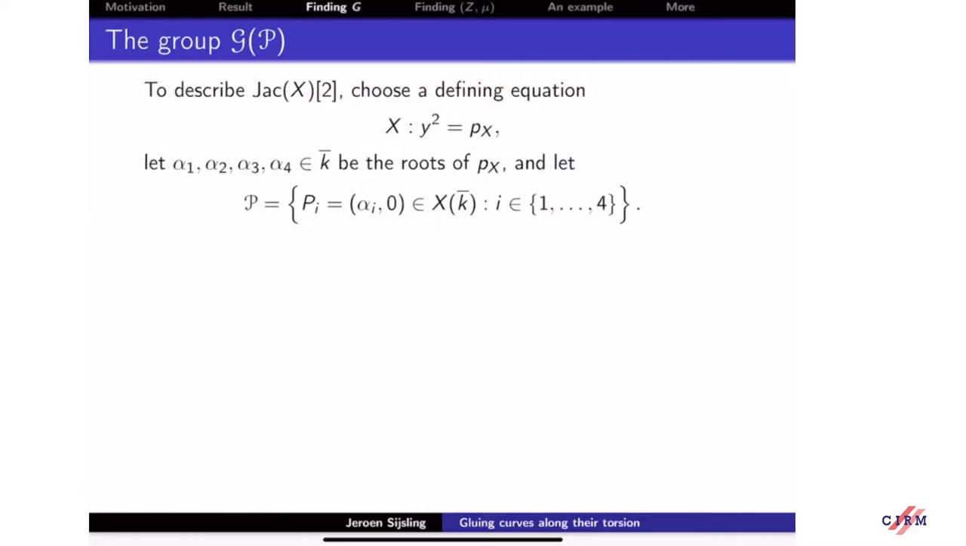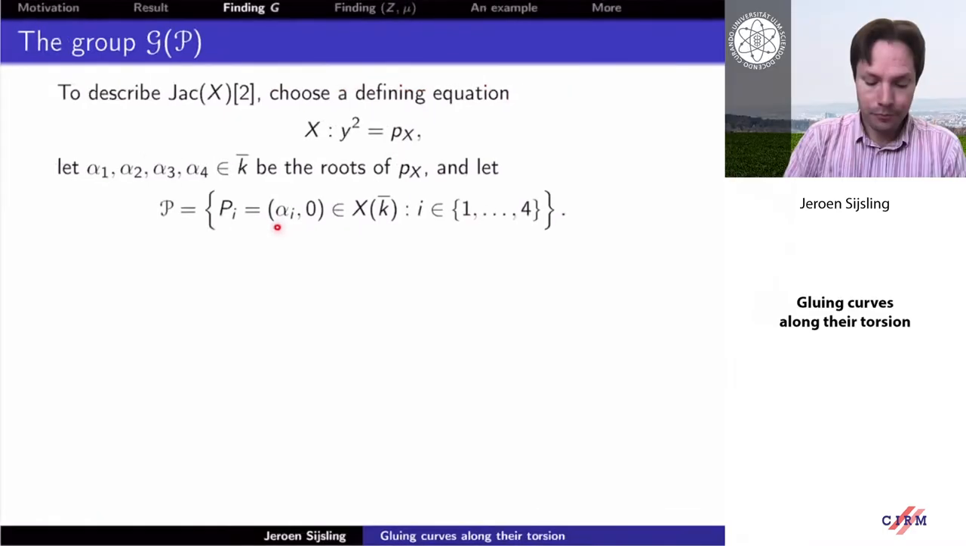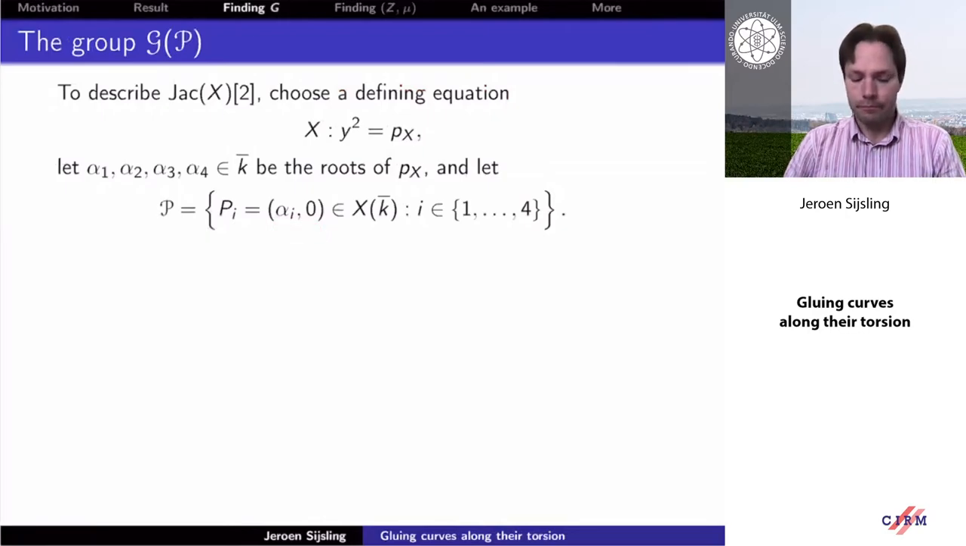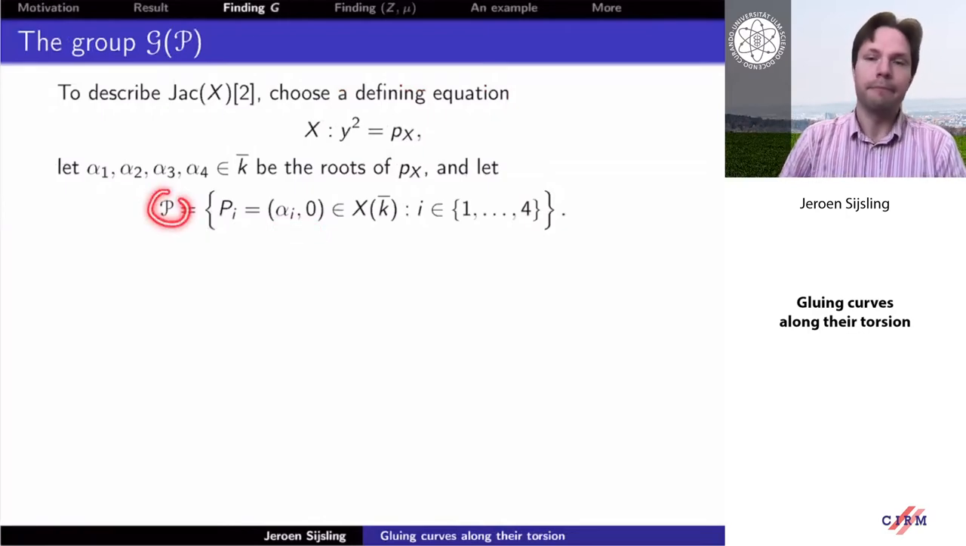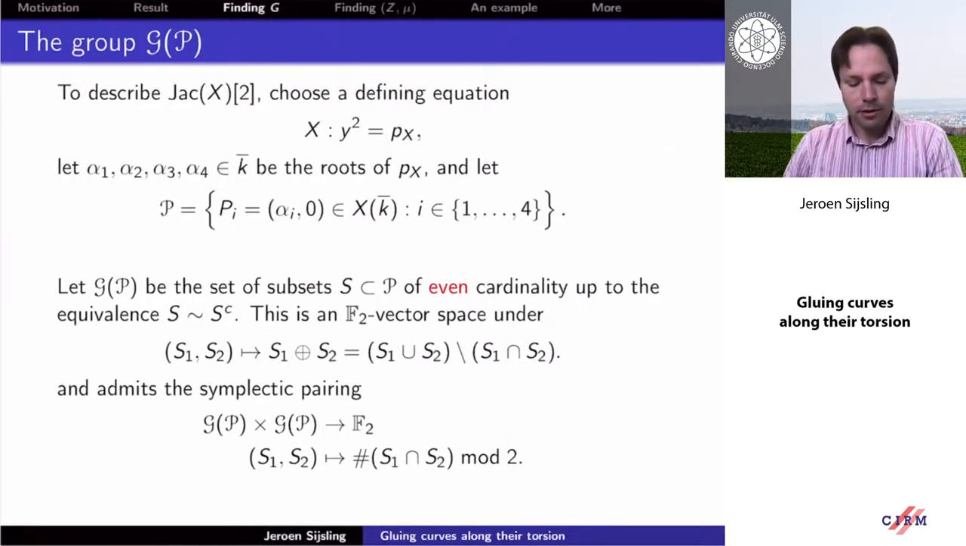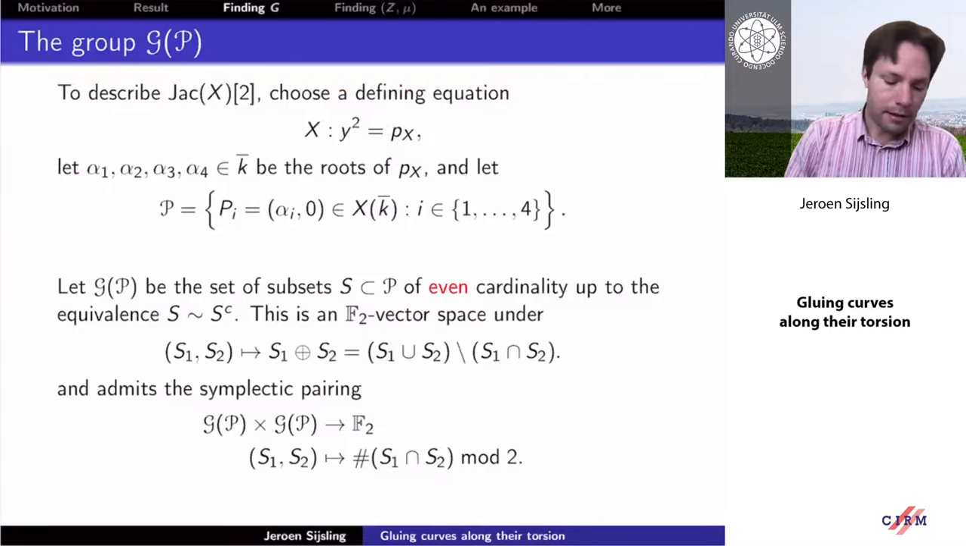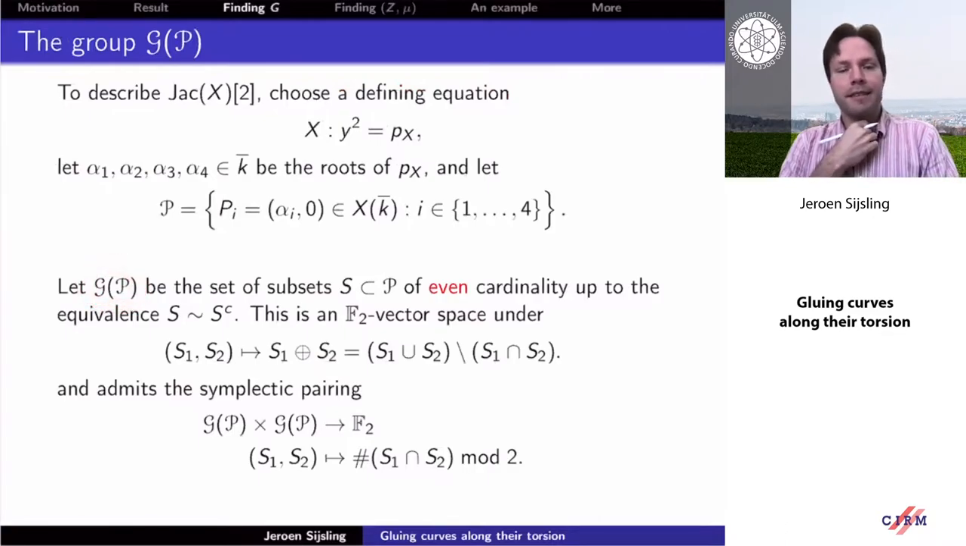All right, those four roots give you four special points with Y coordinate zero, the a_i comma zero. And I call these four points P. And we're just going to play a game with these points because it turns out to be relevant. Look at this thing called GP, and it is the set of subsets of these four special points of even cardinality.